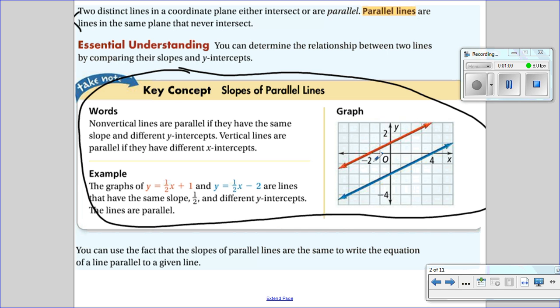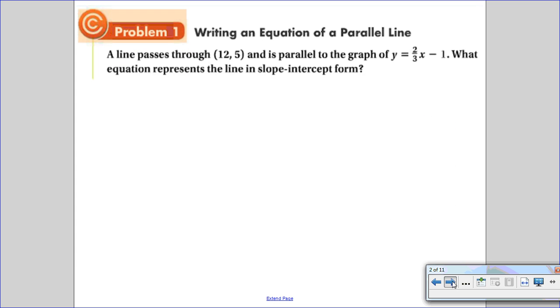So if there are two lines that never intersect, like this red line here and this blue line here, what is true about their slopes? Well, if you've already read this, it means that they have the same slope. So lines that are parallel have the same slope, which makes sense. A slope is just its incline. So if they have the same incline, they should never touch each other. Okay. So if we know that, we can use that information to help us write an equation of a parallel line.